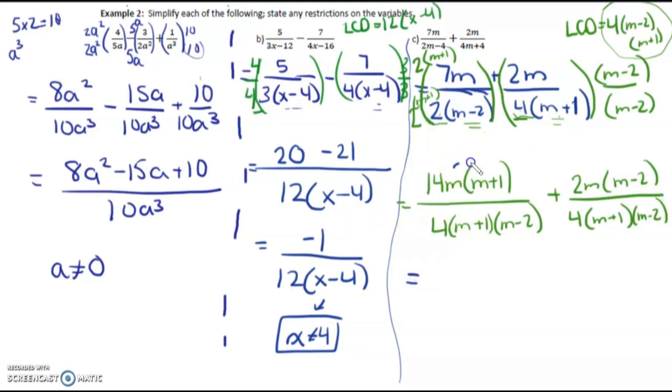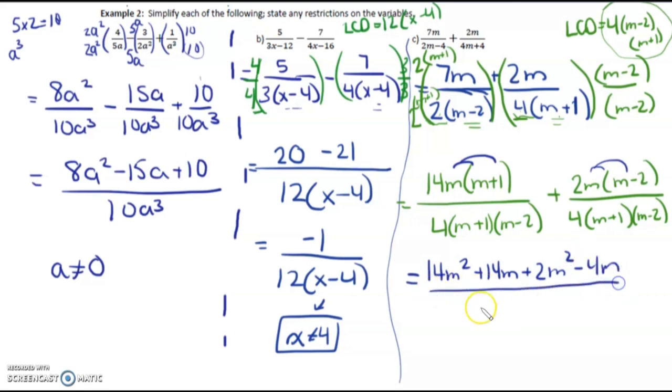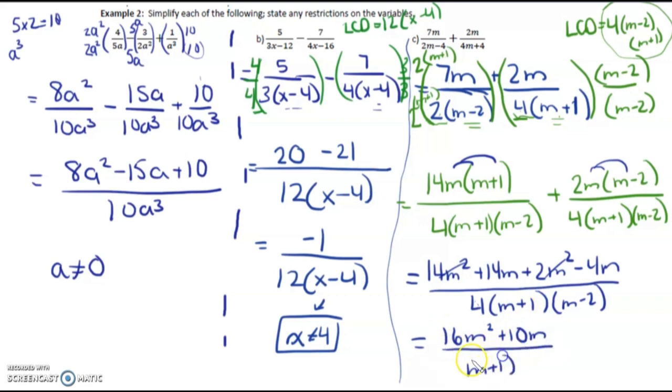Okay, in the next step, I'm going to distribute the numerators, and I'm going to write over a single denominator. So I get 14m squared plus 14m plus 2m squared minus 4m all over 4, m plus 1, m minus 2, common denominator. Okay, I'm going to collect these. I get 16m squared and then plus 10m over m plus 1, m minus 2.